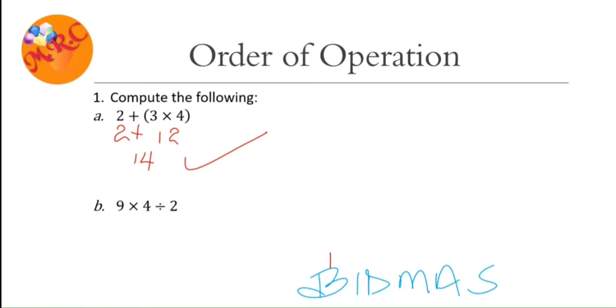Let's go with the second one now. For the second one, I have 9 times 4 divided by 2. What am I going to do first? If you look at this, you see the D comes first. Does that mean that I'm going to do division first? No. All this is saying is that I am going to do either division or multiplication, depending on which one comes first. Looking at this question, I see multiplication coming first, so I'm going to do multiplication first.